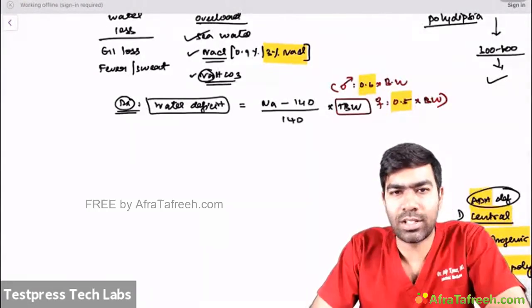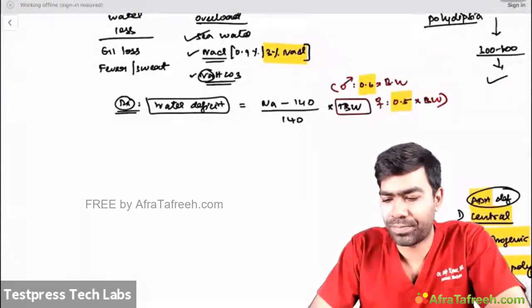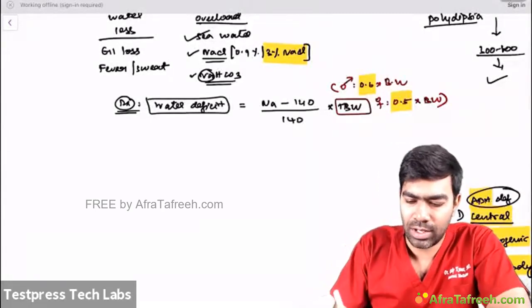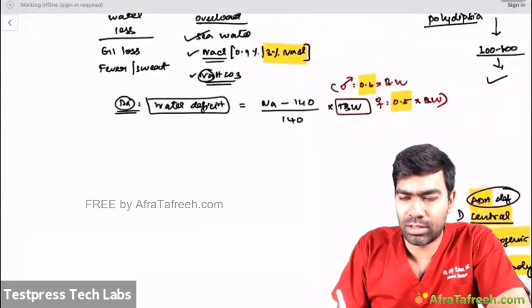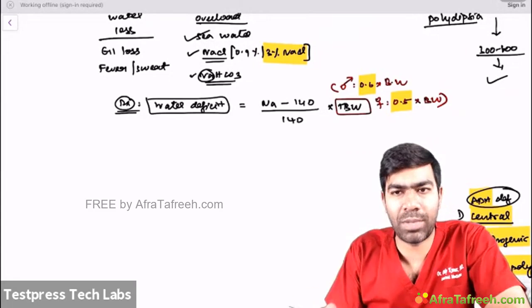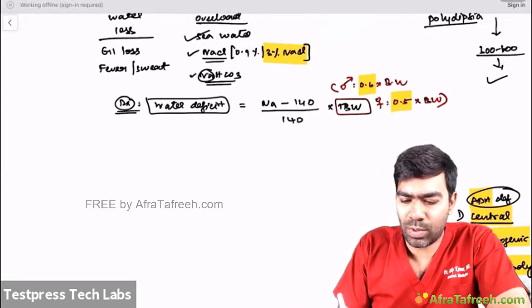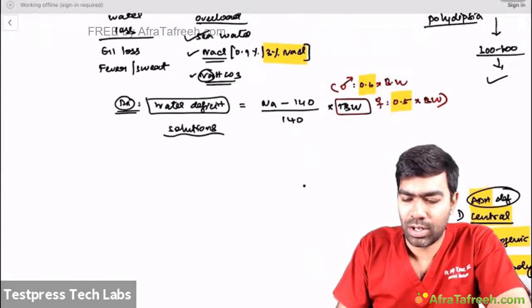So this is how you are going to calculate a free water deficit. You need to replace that free water deficit. That's all. However much water is deficient, you need to replace that free water deficit. And the second is how much change will happen in the serum sodium if you give 1 liter of a solution. To replace the water deficit, there are some solutions that you can use.